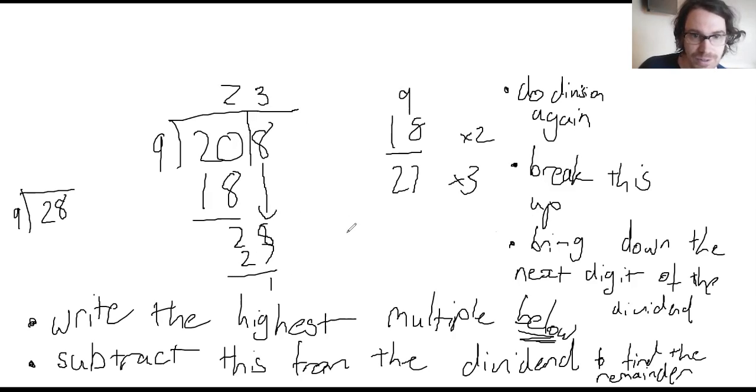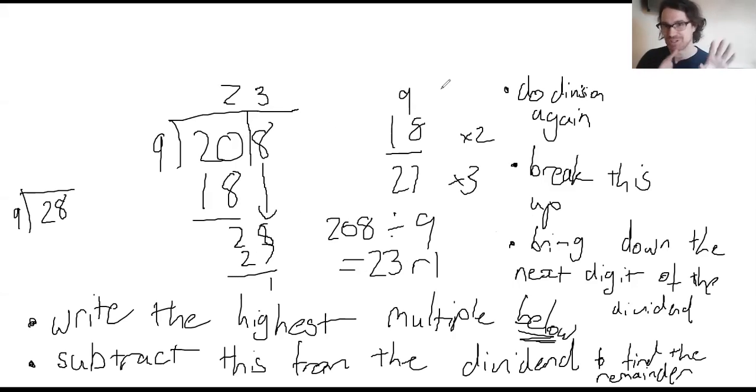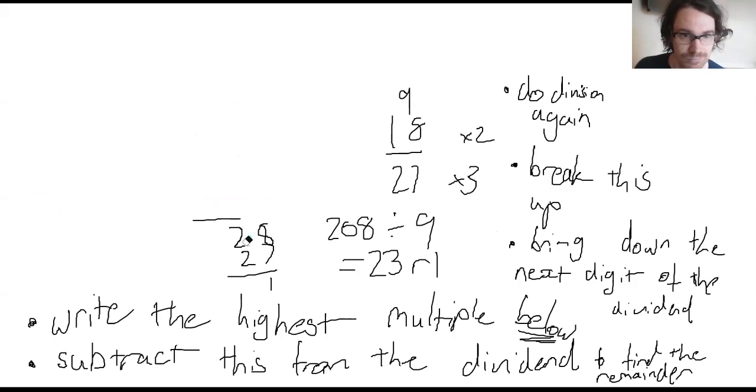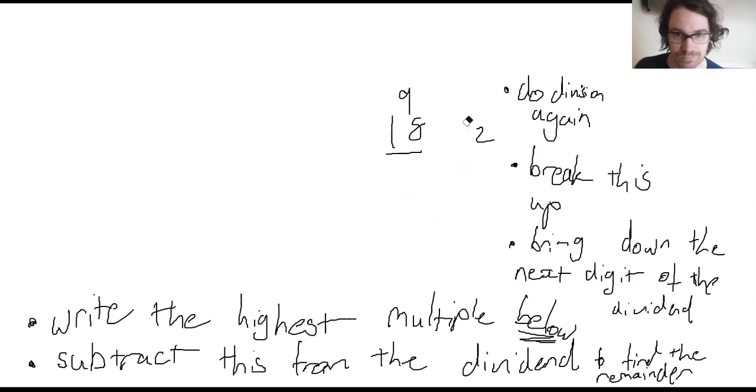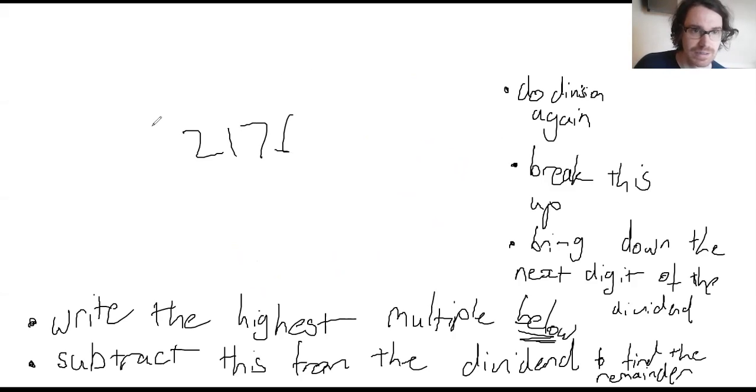So here is our answer. 208 divided by 9 is 23 with a remainder of 1. You're seeing a pattern? We're doing similar things each time. We'll try another problem. How about we do, here's a big number, 2,176 divided by 3.